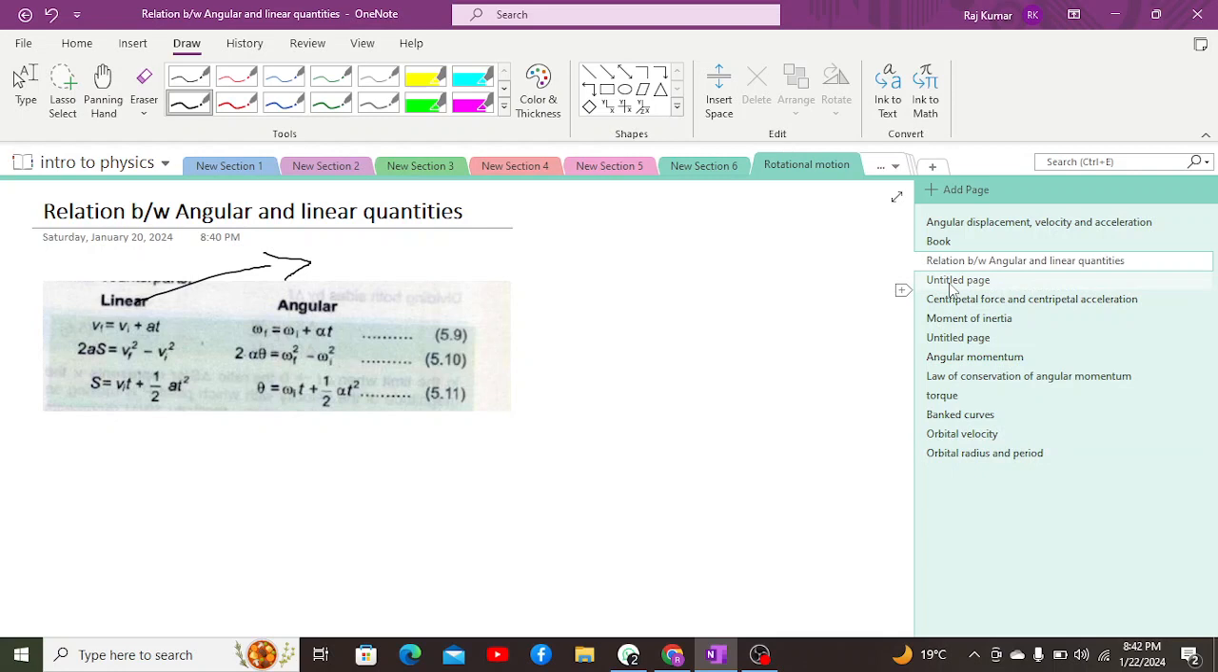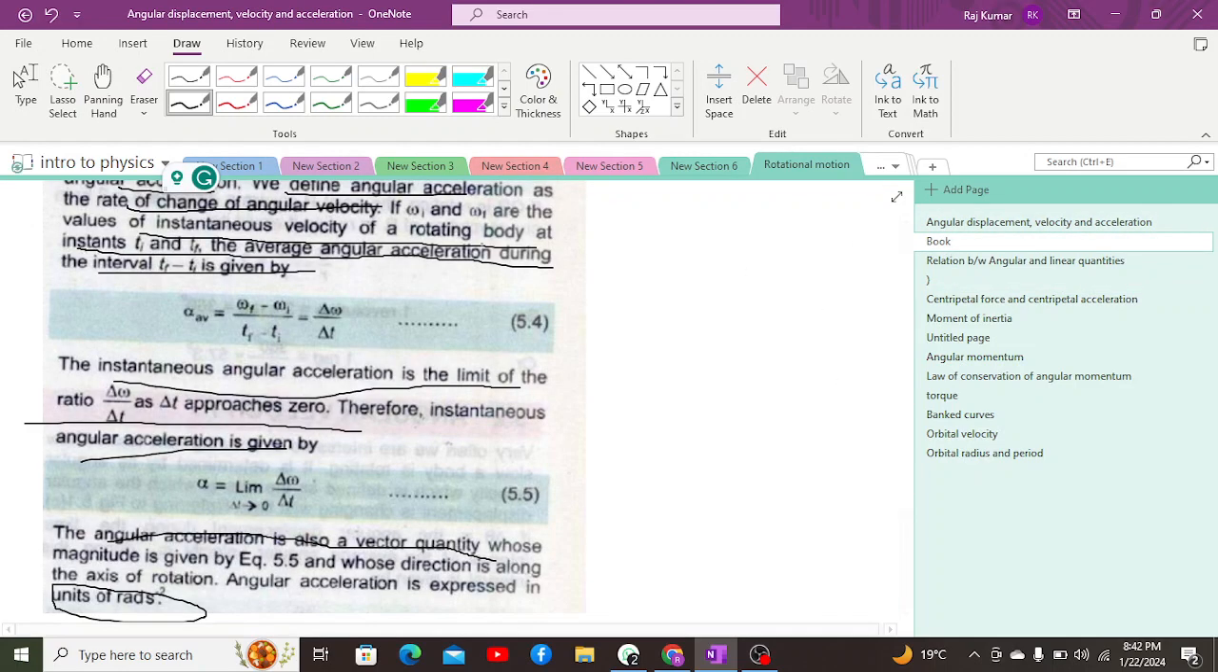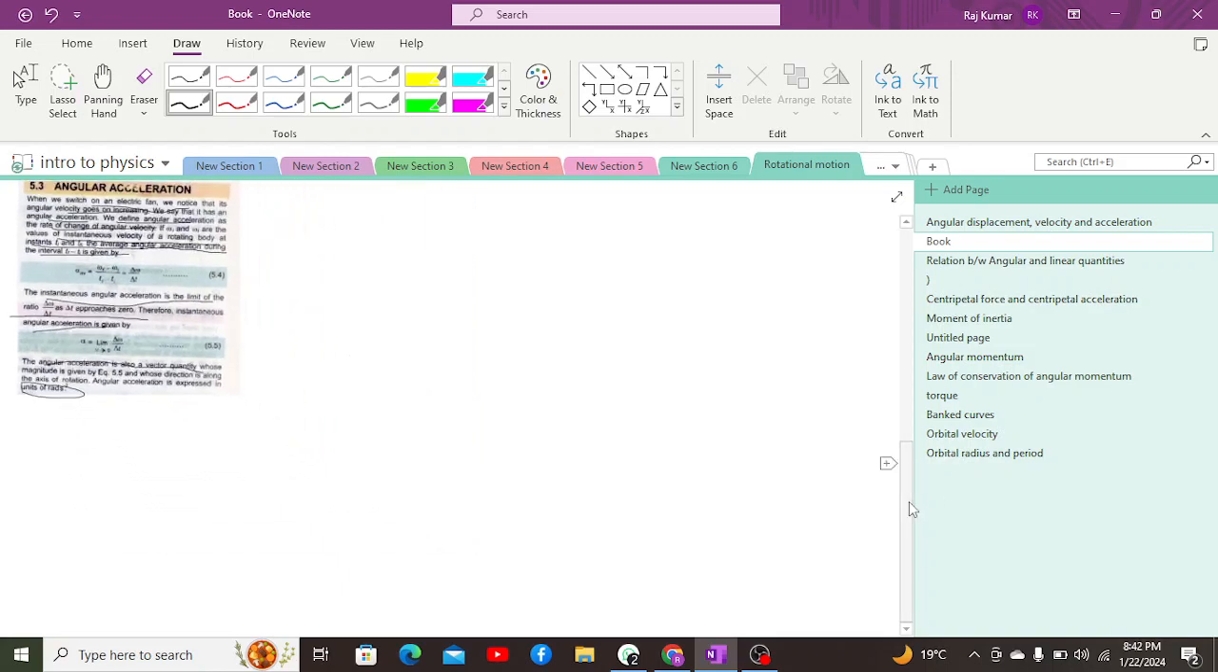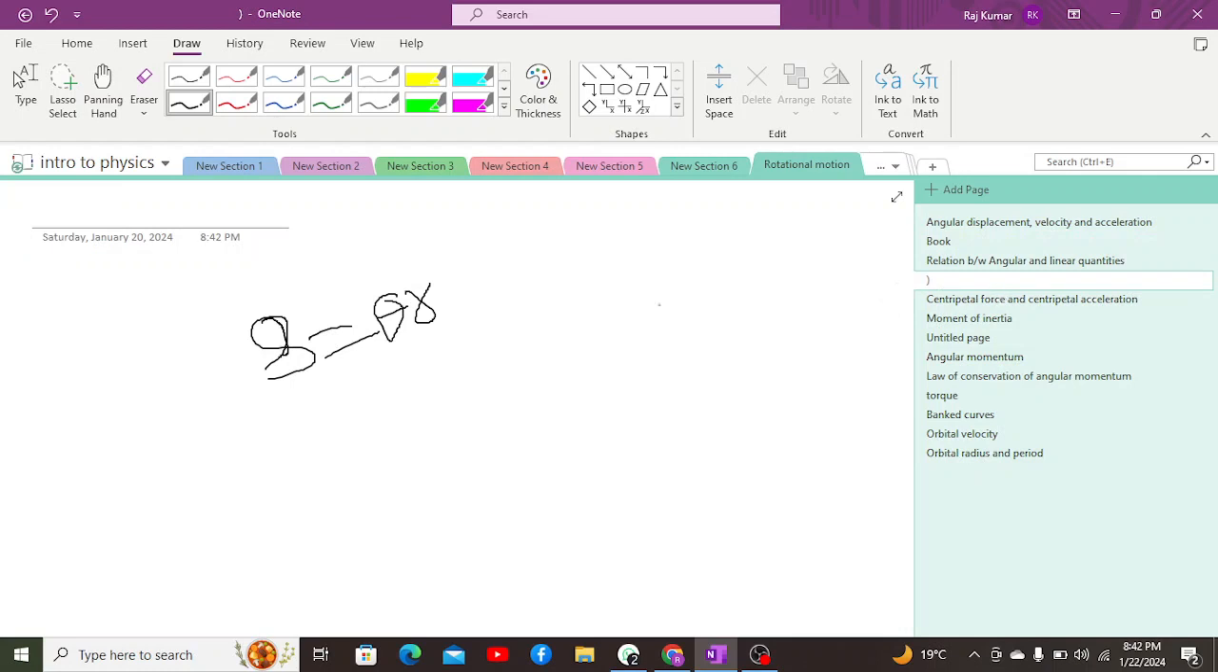The answer for this is yes. We can have a correlation. How? See, we know that the value of s is equal to theta r. When an angle is subtended, the value of s becomes theta r. As we have previously studied, the value of s is equal to theta r.